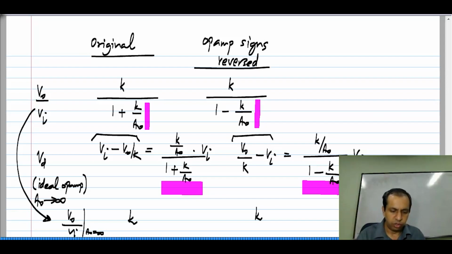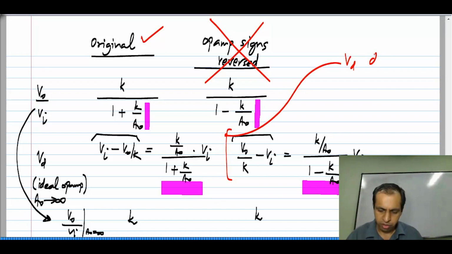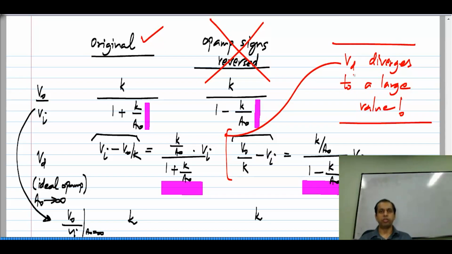Okay. So, the original circuit works as we intended, and if you actually build the circuit with the op amp signs reversed, it will not work like this at all. And in this case, this V D, instead of being this, V D diverges to a large value. Okay. So, you cannot use the op amp with its signs reversed.